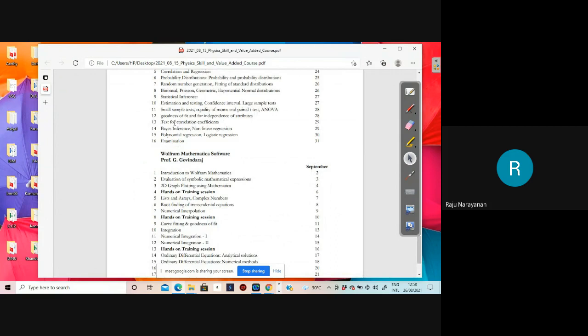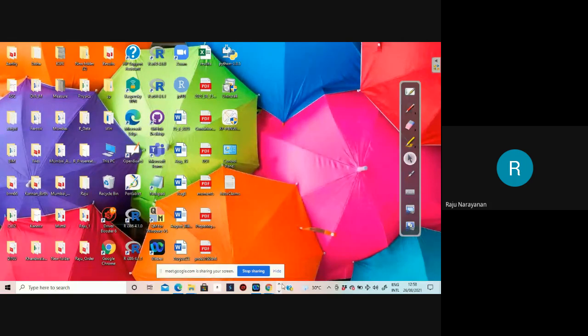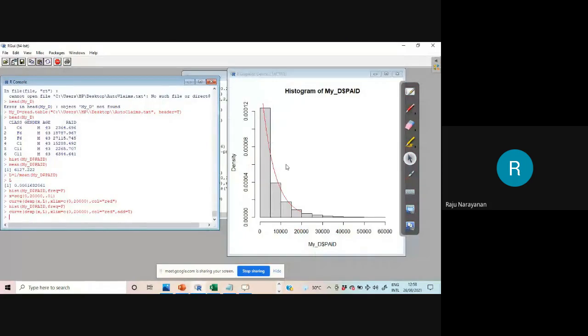Goodness of fit and independence of attributes, or there are other tests called the Kolmogorov-Smirnov test. We have to use that test, then we will find whether the model is good for our data. Have you got a little idea? Yes, sir. Yeah, and I am asking the students. Yes, sir. Very good.